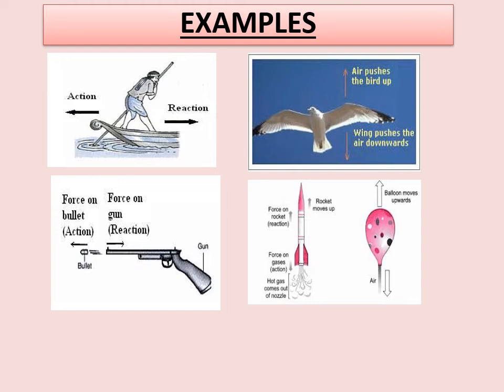Recoil happens because on firing, the gun exerts some force on the bullet, that means action in the forward direction. What you are observing in the picture, force on the bullet, that is action. Next, in turn, the bullet also exerts an equal force on the gun, that is reaction in the opposite direction, as specified clearly in the picture.